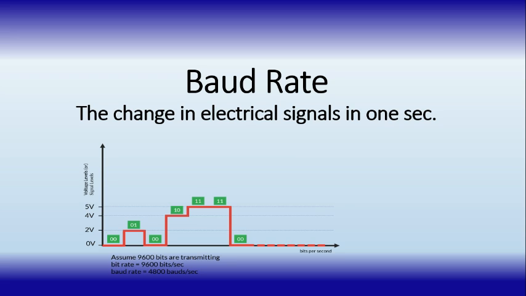As you know, data travels in the form of signal. It has a high voltage that represents 1 and a low voltage that represents 0. The next word is change. Change in electrical signal means the signal goes from low to high voltage or from high to low voltage, and this change is called baud rate.